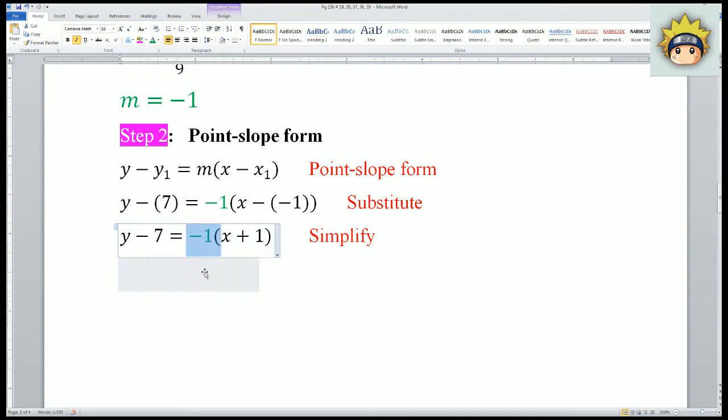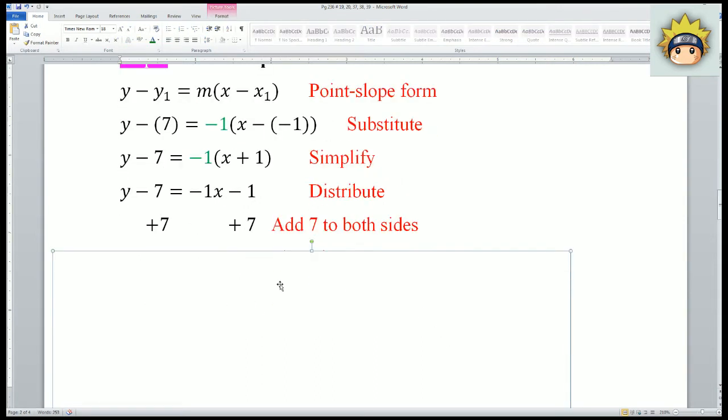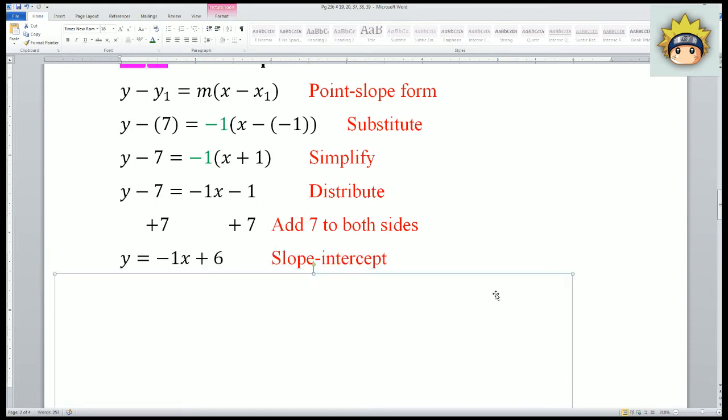So now what we do is distribute. Negative 1 times x is negative 1x. Negative 1 times positive 1 is negative 1. That's the distributive step. After I distribute, add 7 to both sides because I want it in y equals mx plus b format, which is slope-intercept. This is now in slope-intercept.